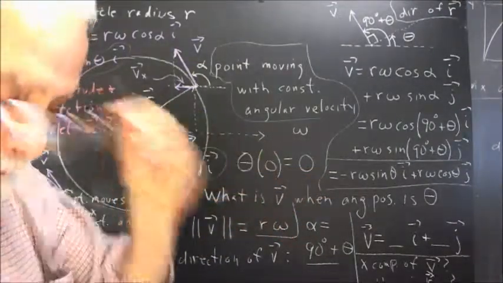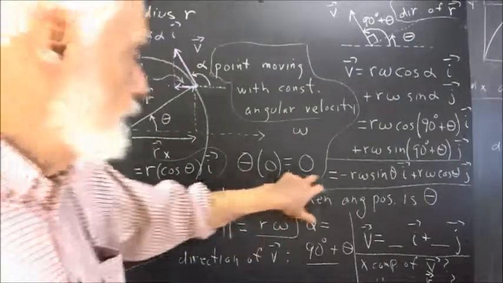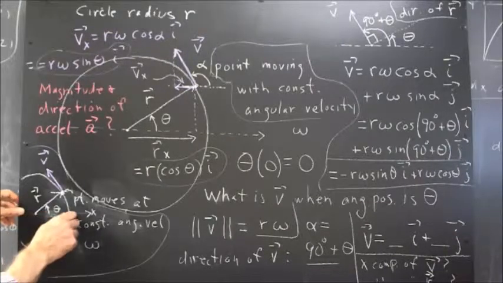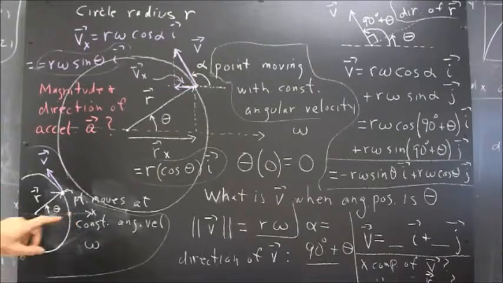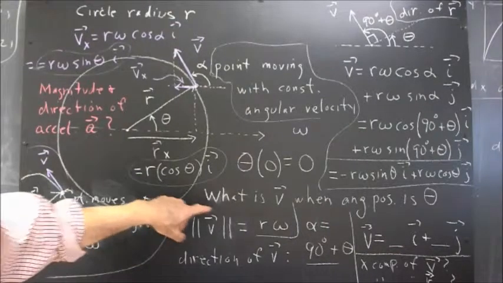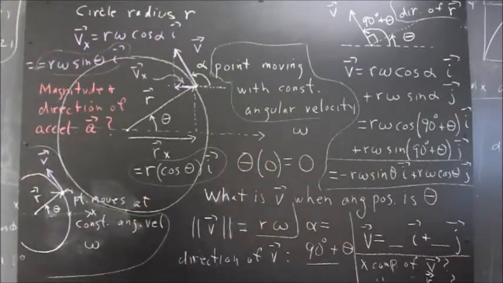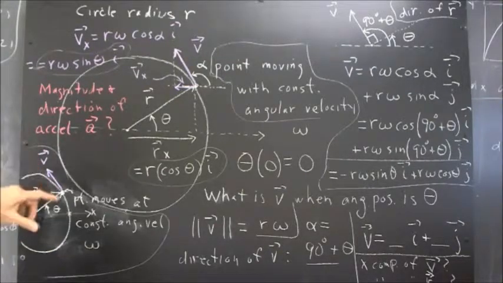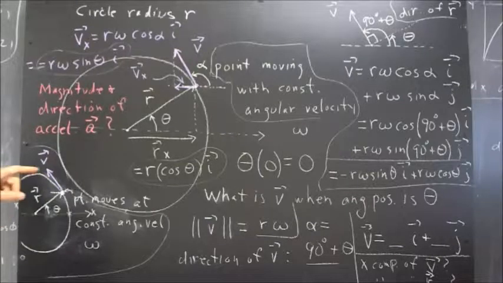At time 0, the angle is 0, simply meaning that the point starts here, where the angle is 0. The r vector will be here at angle 0. The point will start here. So my question is, what is the velocity? Now, you see we've got the velocity vector here. We know that since this point is moving around a circle, the velocity vector is going to be tangent to the circle. So we have a certain velocity vector tangent to the circle.